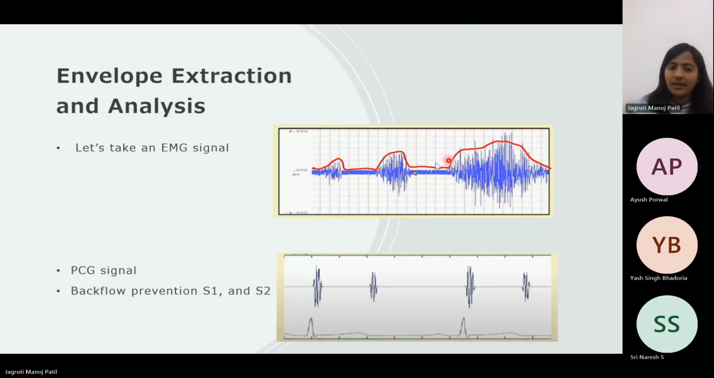Then we had PCG signals, where you have some sounds that are clubbed together, and four different kinds of sounds, some of which are audible only in children and some in adults. These are sounds due to the closing and opening of valves, which prevent backflow. You can actually see how the envelope of the signal would look. These are just a few examples.